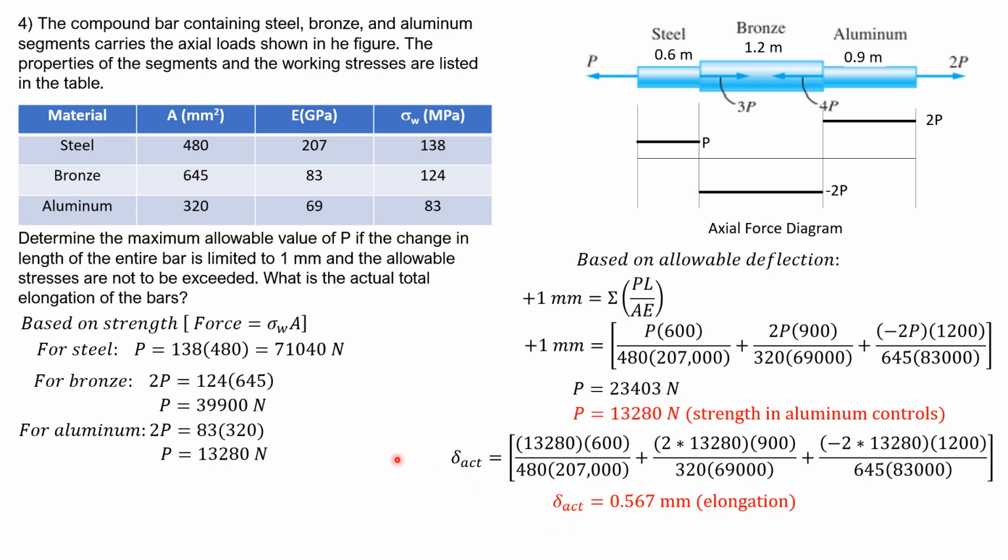So that's the actual elongation based on the maximum safe value of the load P, which is 13,280. That's it. Let's proceed to problem 5.